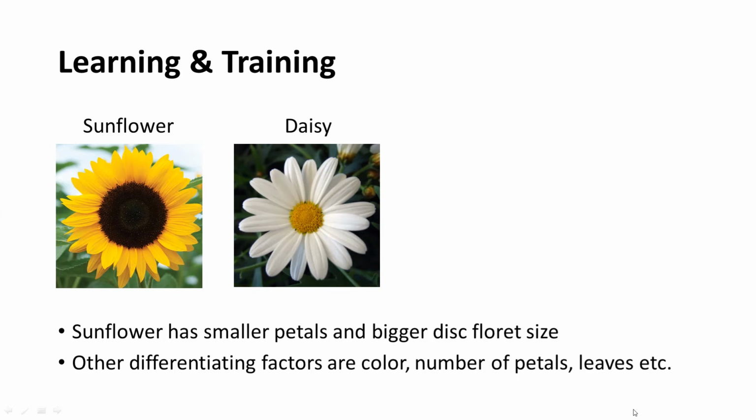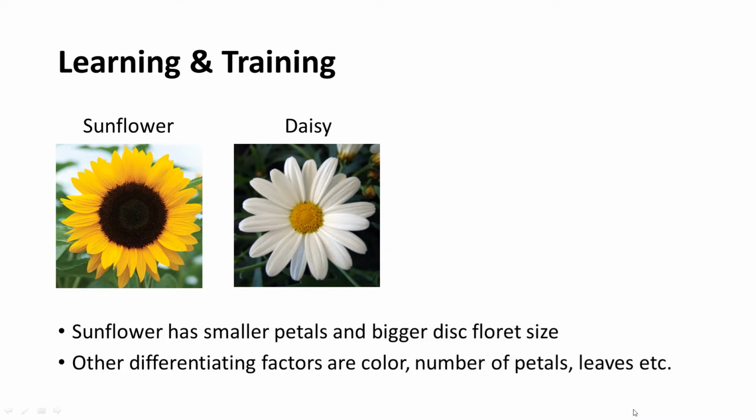So today we'll try to understand how machines actually learn in a machine learning environment. To understand that, we'll see some simple examples. Let us take the example of a machine learning to differentiate between two types of flowers.